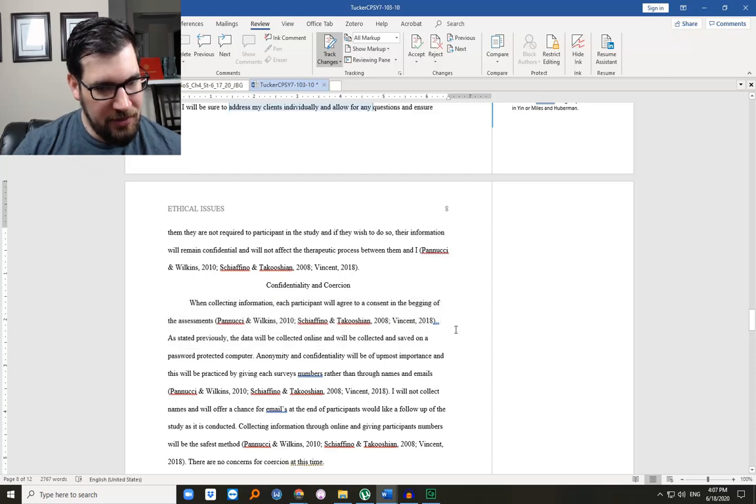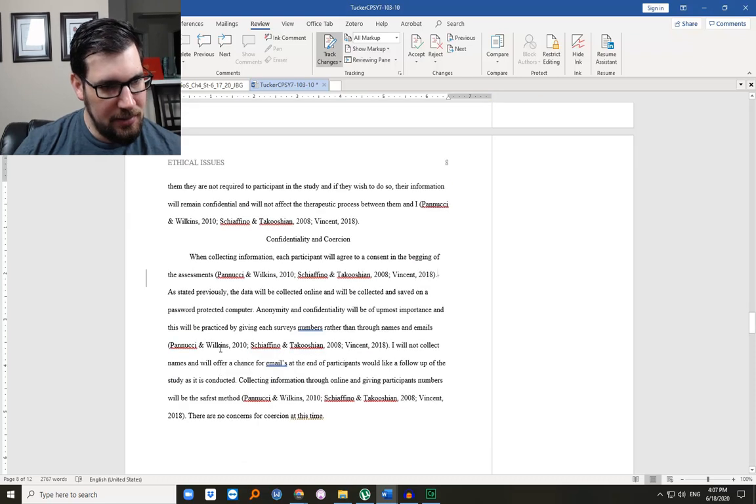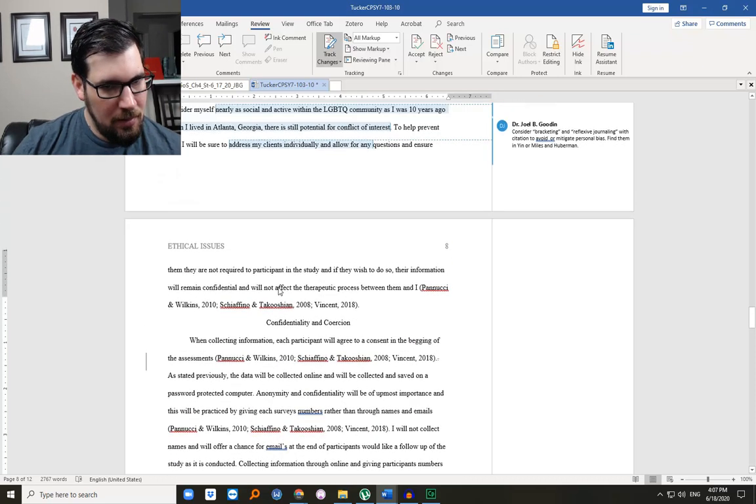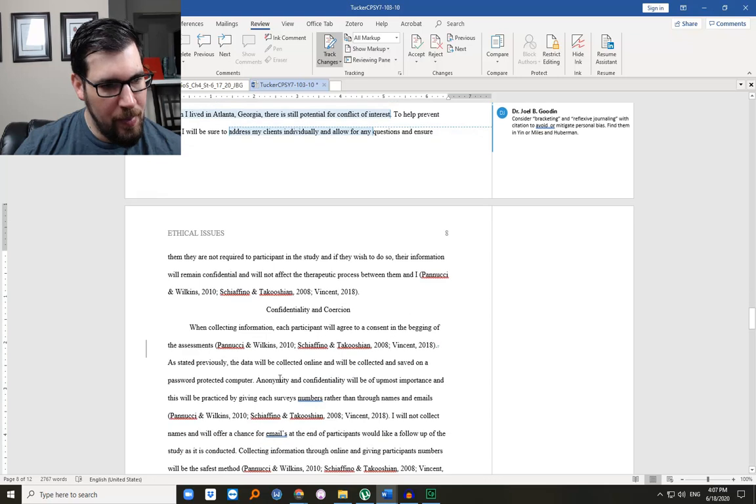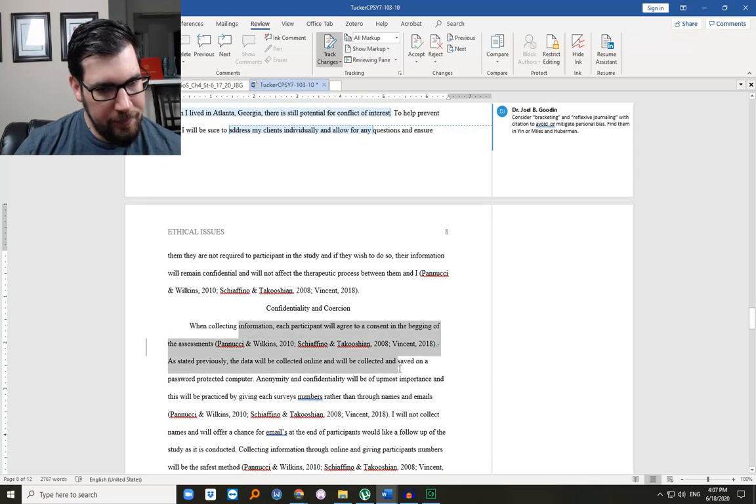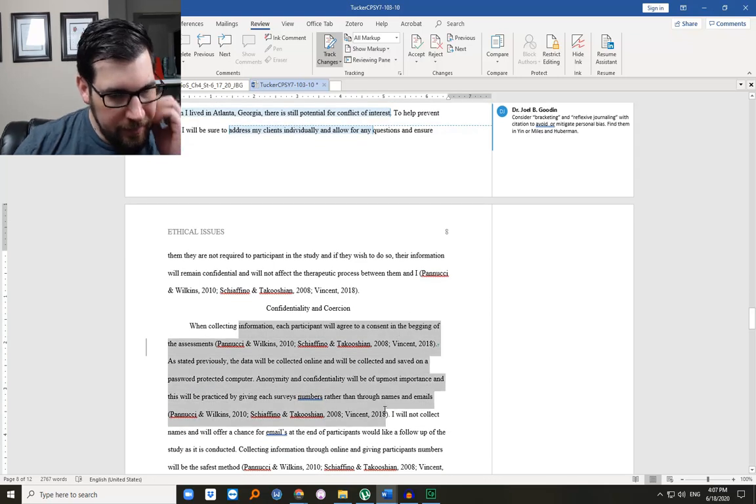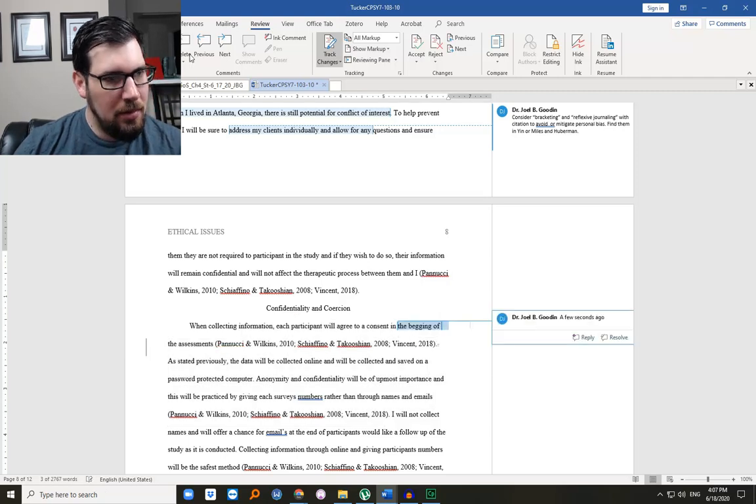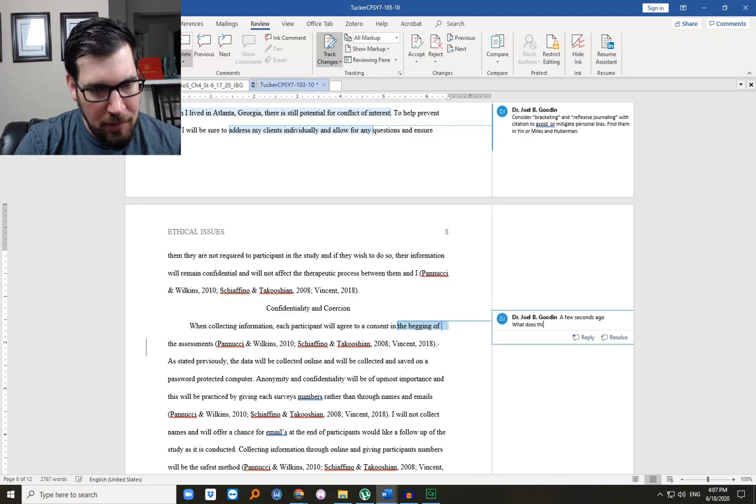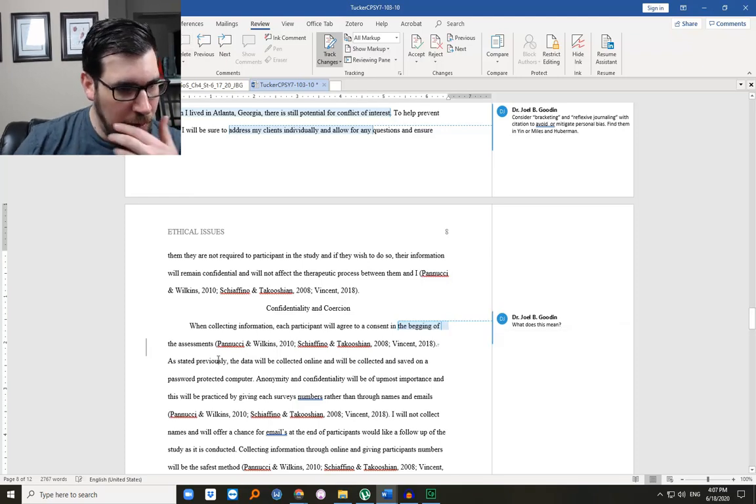Here we just have an extra period. Anything I notice, I might pay attention to, or I might just highlight the section and say, work on writing mechanics. In the beginning of the assessments, I'm just going to say, what does this mean? You need to clarify your wording.